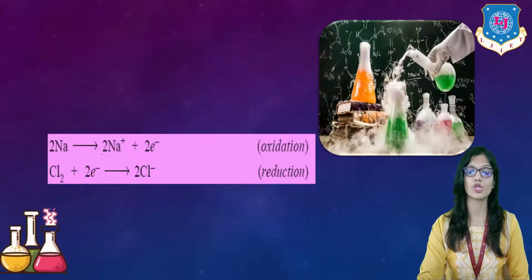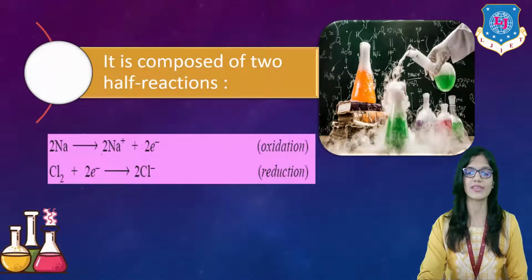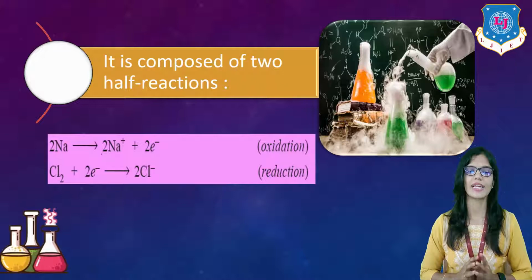Now it is composed of two half reactions, as you can see in the image here. One is oxidation, the second one is reduction, and both of them combine with each other and form the redox reaction. Okay, so now let's see how oxidation occurs and how reduction occurs.